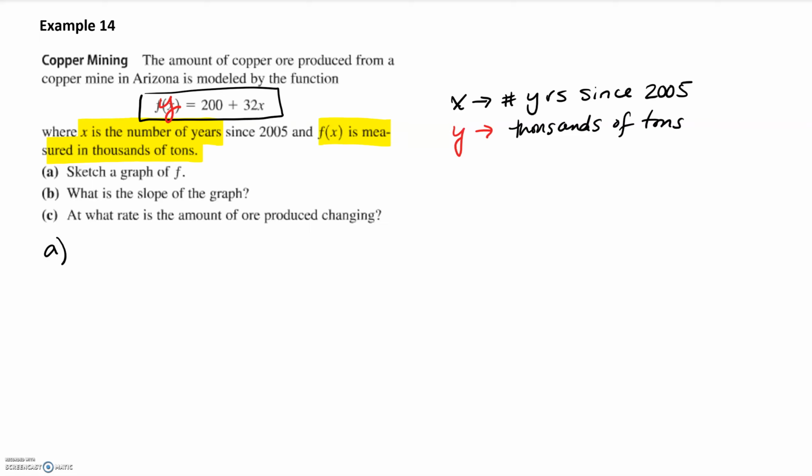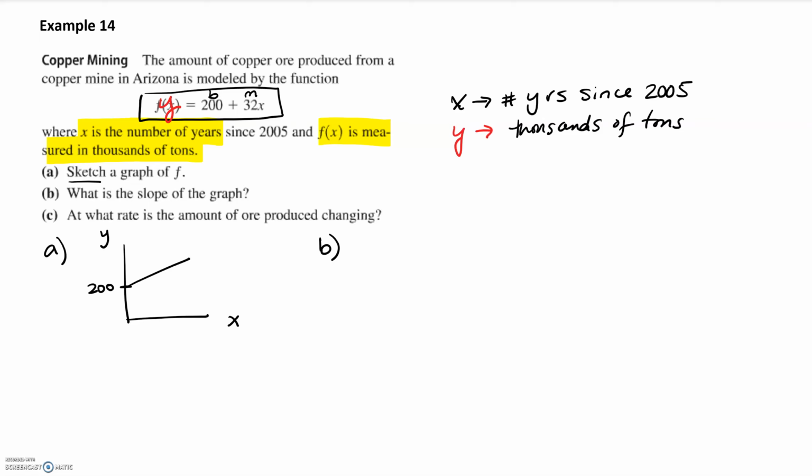So part A says just give a sketch. We know it's a linear function with y-intercept b of 200 and a slope m of 32. So for a rough sketch, we'll say x is here, y is here. It starts at 200,000 tons and then it just keeps going up because it's got a positive slope, something like that. So we'll do a quick sketch starting at 200, increasing because of the positive slope.